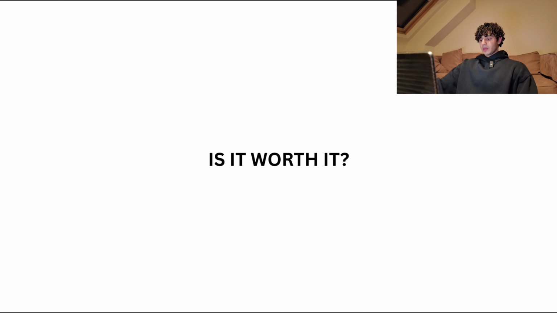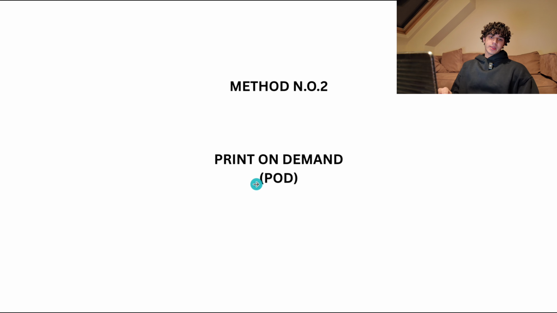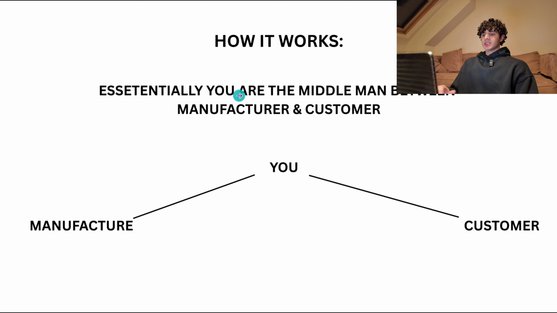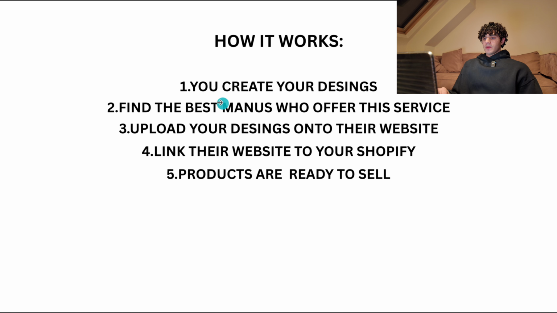So method number 2 is print on demand, or POD, as I like to say. So what is POD? How it works is essentially you're the middleman between the manufacturer and the customer. How it actually works: 1, you create your designs, again via Photoshop or Illustrator, whatever app you use. Then you find the best manufacturers who offer this service. You upload your designs onto their website, link their website to your Shopify store, then the products are ready to sell on your store. So again, this is it summed up in a nutshell, but let me go more into depth. In short terms, you're basically drop shipping your own clothes.